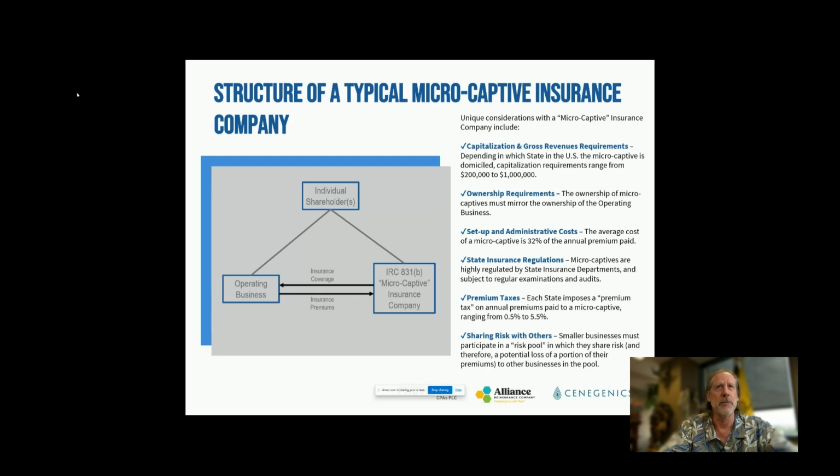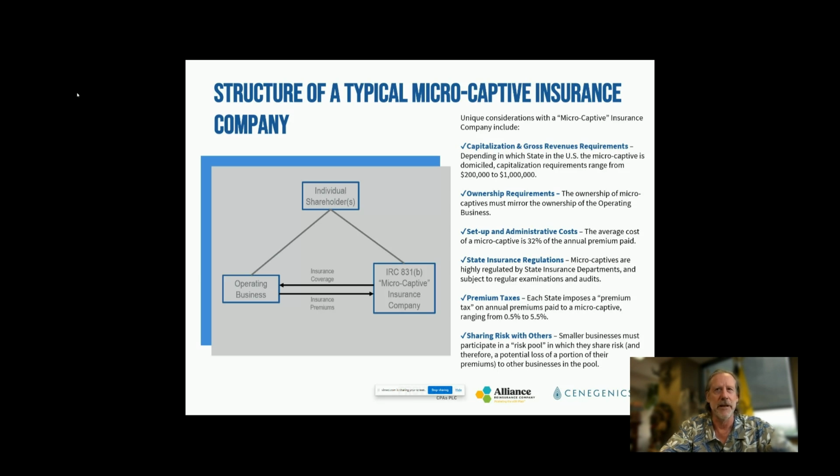So the way that a typical micro-captive insurance company is set up is generally you've got the operating business. They pay a premium into the micro-captive insurance company in exchange for insurance. There's generally going to be capitalization requirements depending on what state you talk to, and that could be anywhere from $200,000 to $1 million. Again, the threshold to set up your own micro-captive is pretty high unless you are one of these larger businesses. Setup costs are fairly pricey. They're up around 32% on average.